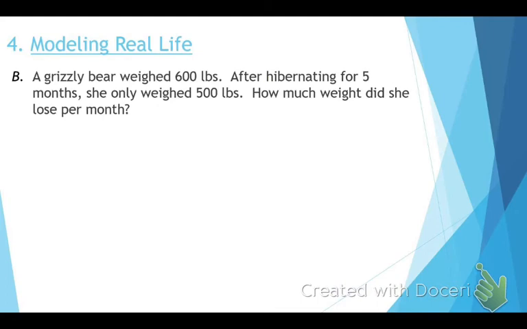All right, so here we've got a grizzly bear problem again. We had one of these on our last test that we took. A grizzly bear weighed 600 pounds. After hibernating for 5 months, she only weighed 500 pounds. How much weight did she lose per month? Do you guys remember that little equation that we used at the beginning? What was it?